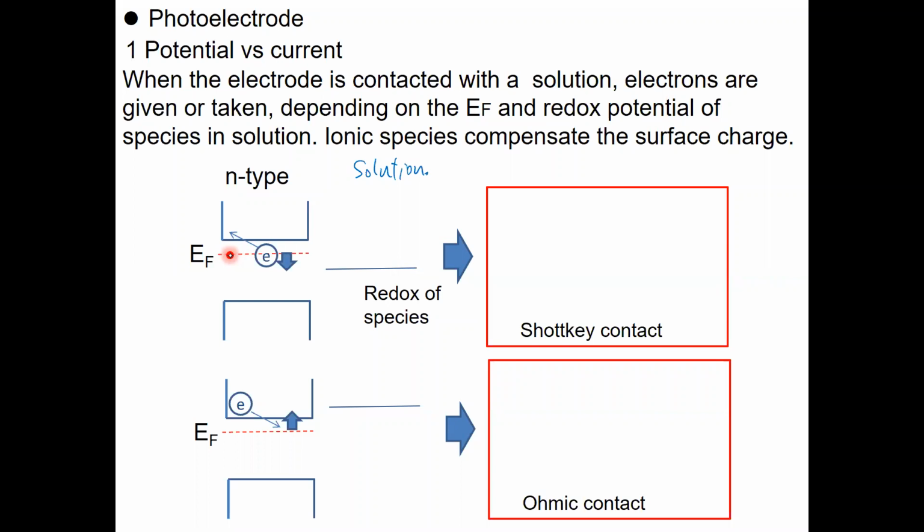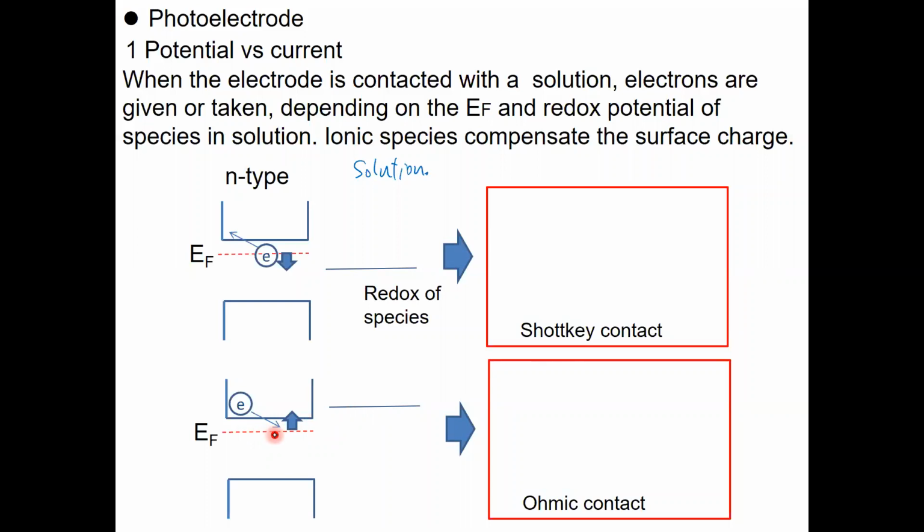So let's think about that. In this case, there are two cases possible. One is that the Fermi level is higher than the redox potential of the chemical species. And on the other hand, here, the redox potential is higher than the Fermi energy. Right?